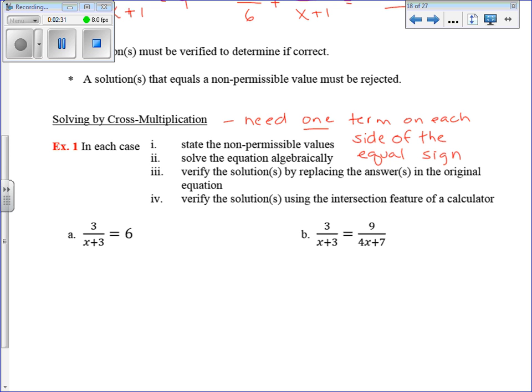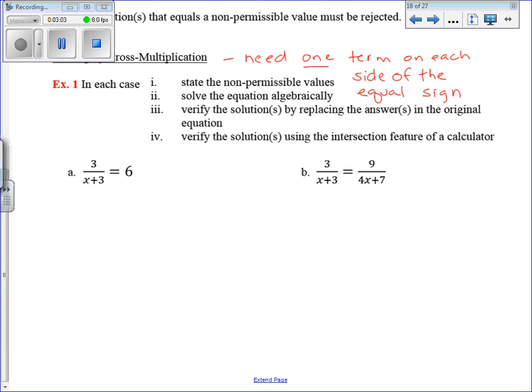And so then the first thing you have to do is state your non-permissible value. Always the first thing you do, or like factor if you can. Solve the equation algebraically, then you're going to verify the solution by taking your number and plugging it back in, and we can also verify it using our calculator. So all of these can be solved graphically, and that's okay for multiple choice and numerical response questions, but if you have a written response and it says solve algebraically, you have to do it algebraically. And I'm going to show you how to do it all graphically.